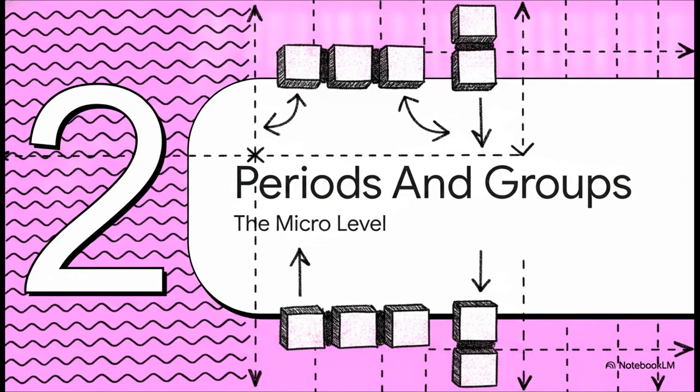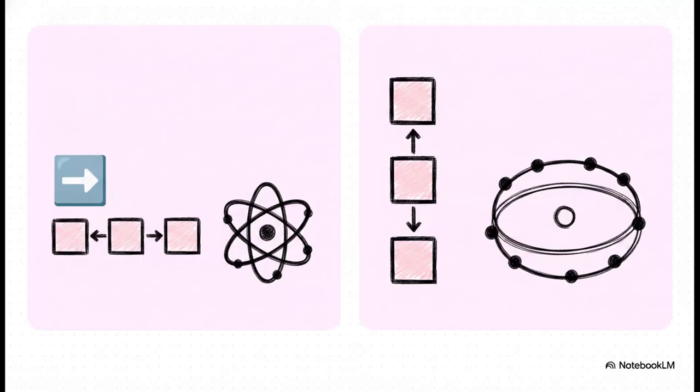Moving right along to Section 2, decoding periods and groups at the micro level. Now, the core rule of our grid is actually super simple. Periods are the horizontal rows numbered 1 through 7, and the rule here is that elements in the same period have the exact same number of electron shells. On the flip side, we have groups, which are the vertical columns. Elements in the same group share the exact same number of outermost or valence electrons. Because of this shared number, elements in the same group behave very similarly when it comes to chemical reactions. It's like they're in the same chemical family.